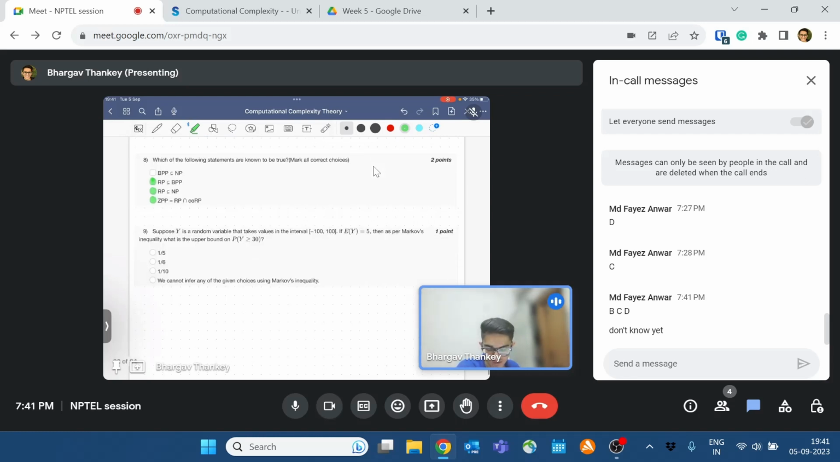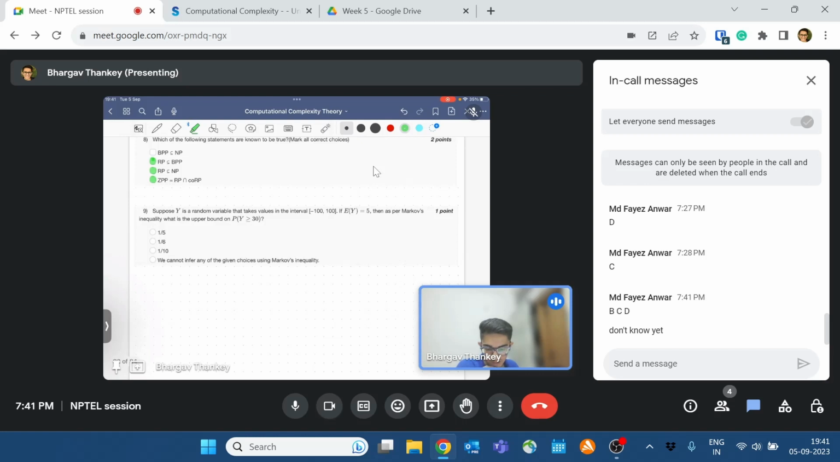Okay, then let's look at the next problem. Suppose y is a random variable that takes values in the interval -100 to 100. If the expected value of y is 5, then as per Markov's inequality, what is the upper bound on the probability y greater than or equal to 30? We cannot infer anything using Markov's inequality from the given choices. So which of these is true? Okay, you're saying D is true. Why is that?